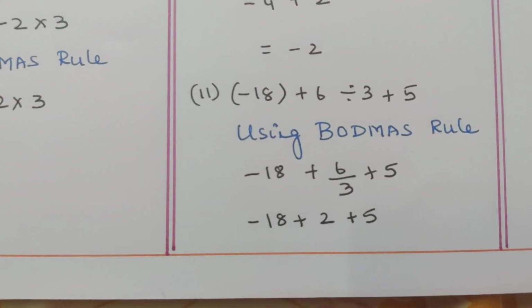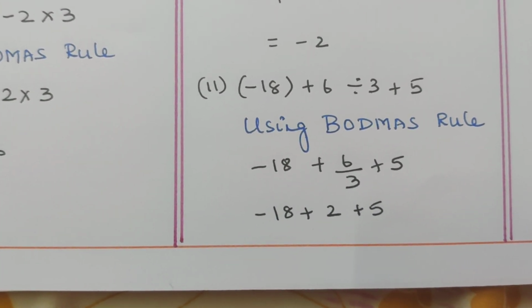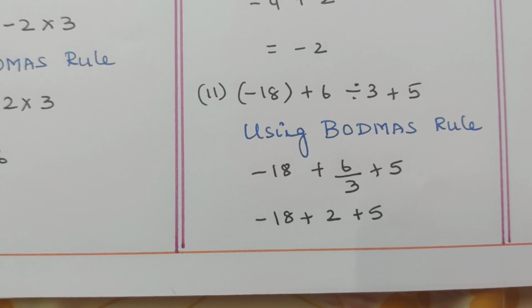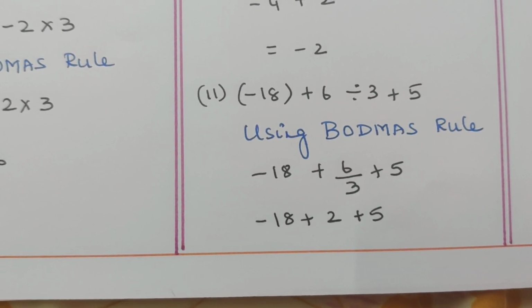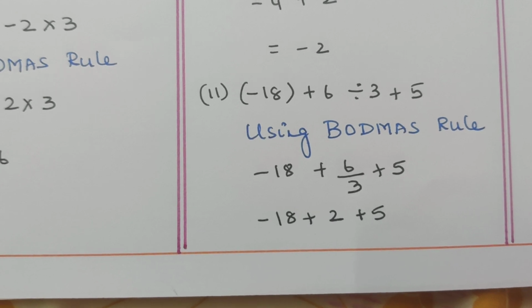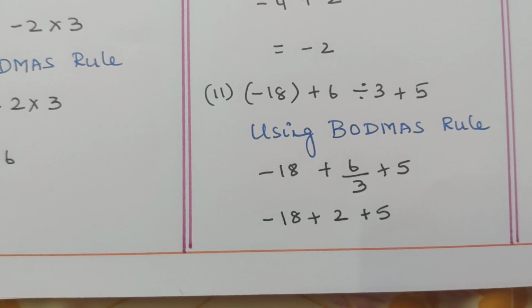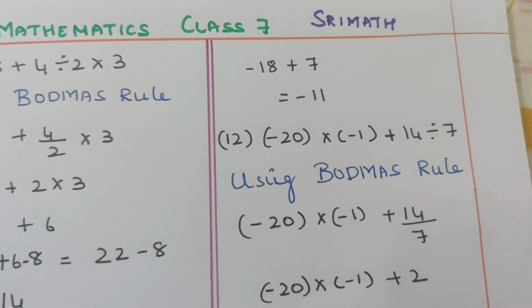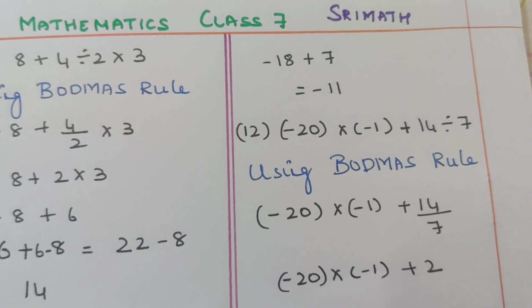Now let's move on to the 11th sum, which says minus 18 plus 6 divided by 3 plus 5. Using BODMAS rule, I get the expression minus 18 plus 6 by 3 plus 5. So minus 18 plus 2 plus 5. The answer becomes minus 18 plus 7, and therefore the required answer is minus 11.